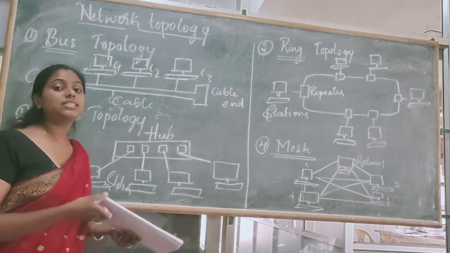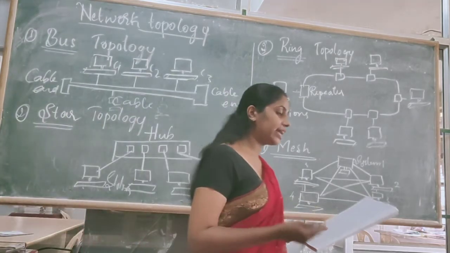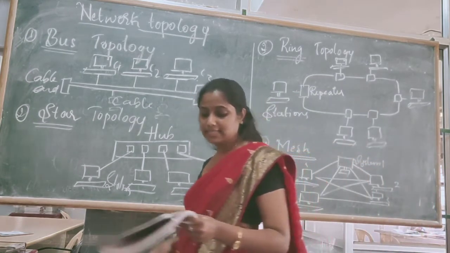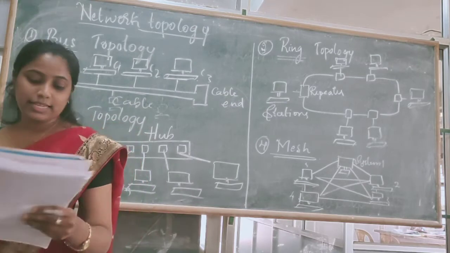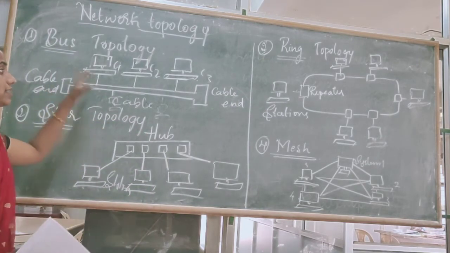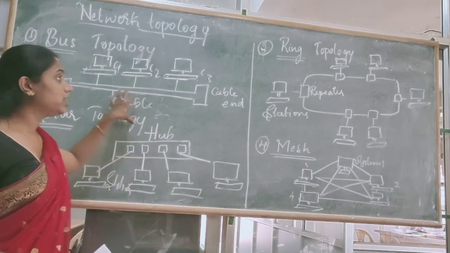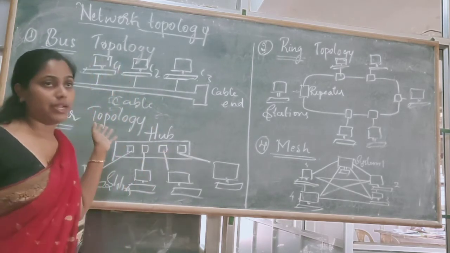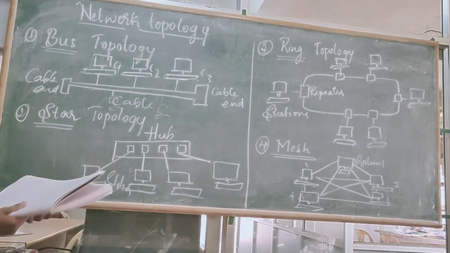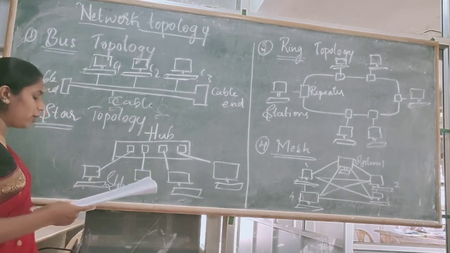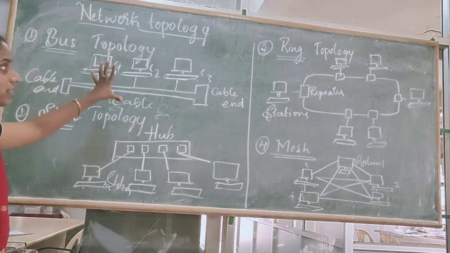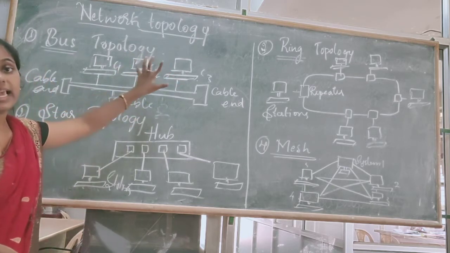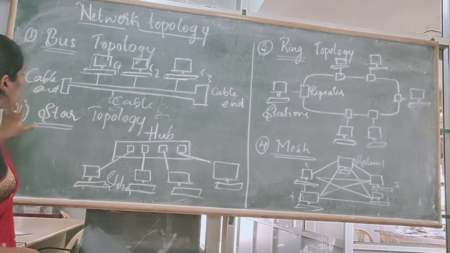The first one is very low cost, and the second one is easy to install. The installation of bus topology is very easy. The third one is easy to set up and extend. If you want to add some more systems to the network, you can add them. So it is very easy to install and expand. And the fourth one is that failure of one system does not affect the entire network. That is, if one system fails, there is no problem for the other systems.